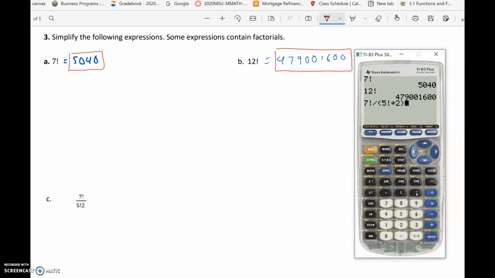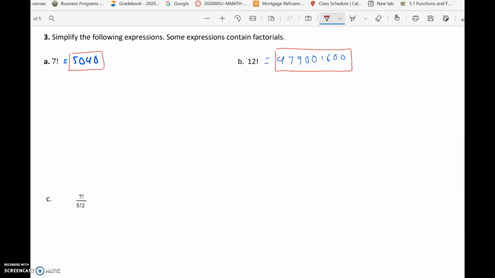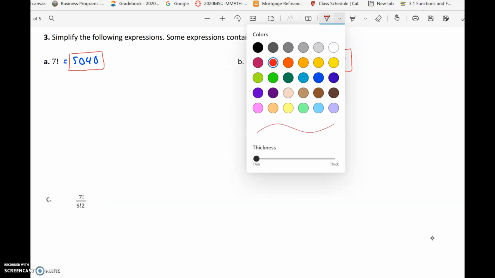So we do need that parentheses so that the calculator understands first 7 factorial divided by, and then at the bottom, you're dividing by 5 factorial times the 2. That's actually it for this one. The answer is going to be 21. So this is equivalent to 21.